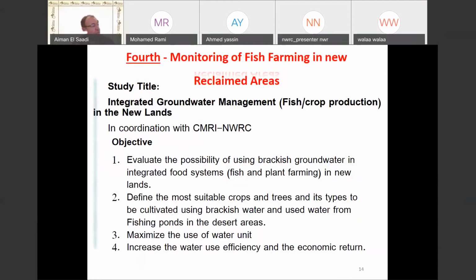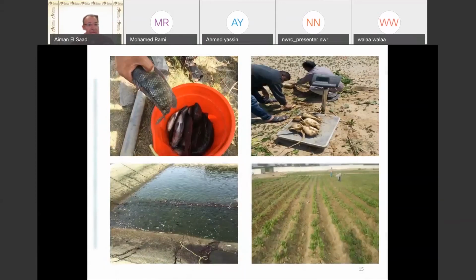The technique that has been used in the previous one is now used for such integrated groundwater management to produce both fish and crops in the new land. We are working very close with one team from the National Water Resources Center to evaluate the process. This is the 3rd year for such evaluation, and the result is very positive. Actually, the unit of water has been improved.